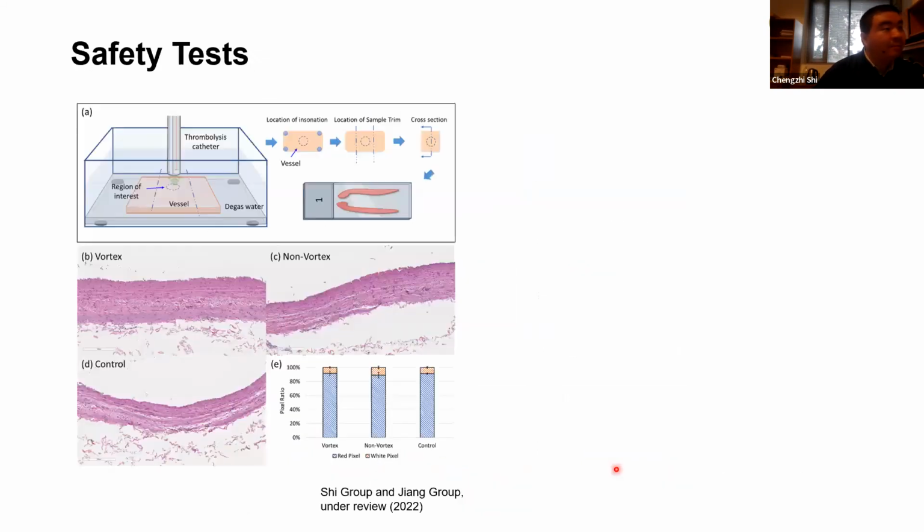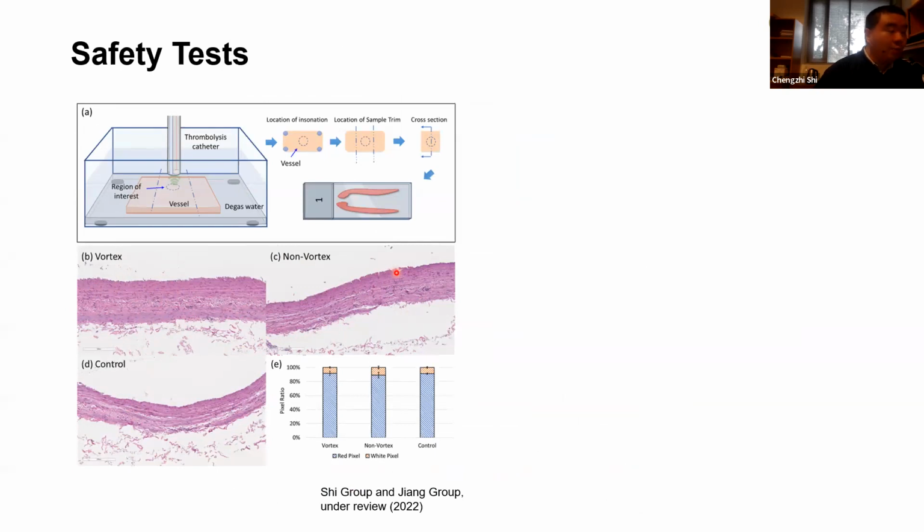To see that, we use the ex vivo bovine jugular vein and then directly shine it with the vortex and non-vortex ultrasound. And you can see that with this H&E stain of the vessel wall, there's not much difference between the control and the vortex and non-vortex ultrasound, which tells us that there's no damage caused by the ultrasound in this lysis treatment.